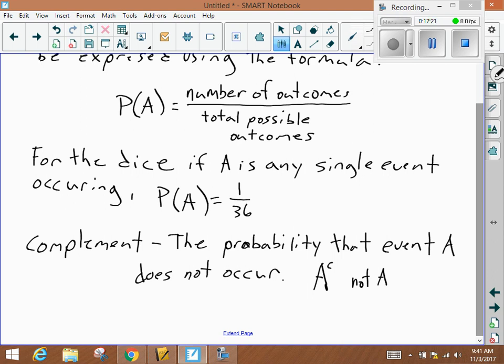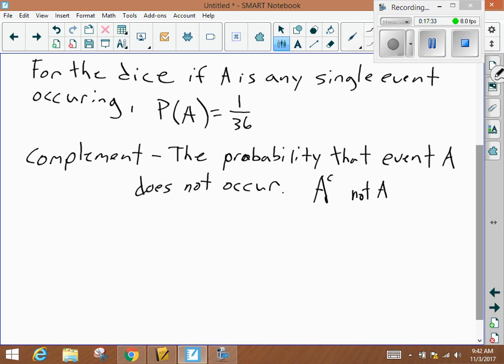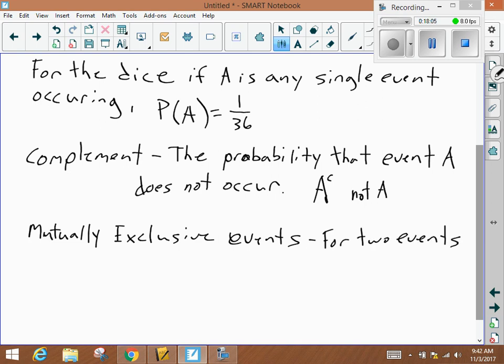And the next thing that we need is to talk about events that are mutually exclusive or disjoint. Okay. All right, so if we have two events, A and B, and I'm going to go ahead and use the actual word "and", so we don't mess up notation. They're mutually exclusive.